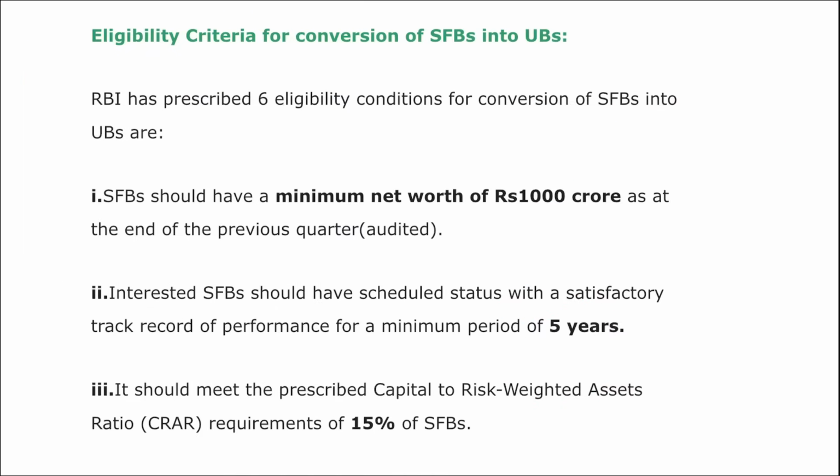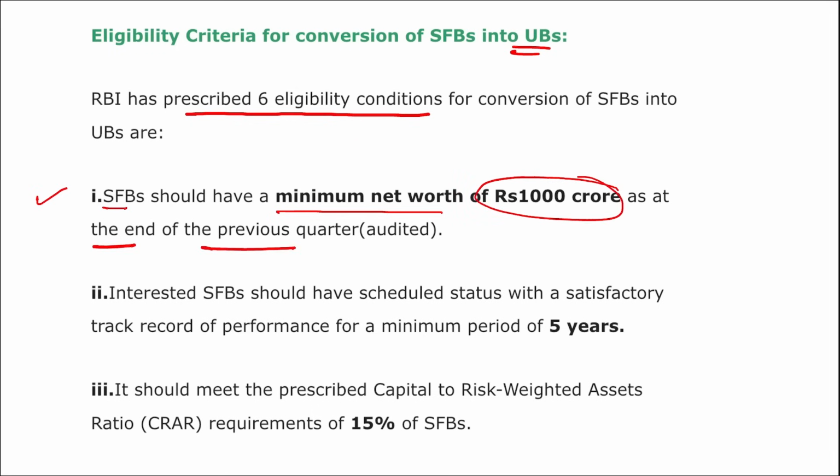If we look at some of the criteria for the conversion of small finance bank into universal bank, remember there are 6 eligibility conditions here. First is the small finance bank should have a minimum net worth of 1000 crore rupees at the end of the previous quarter.